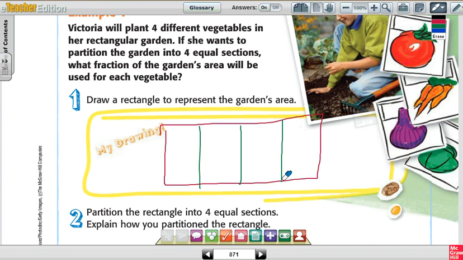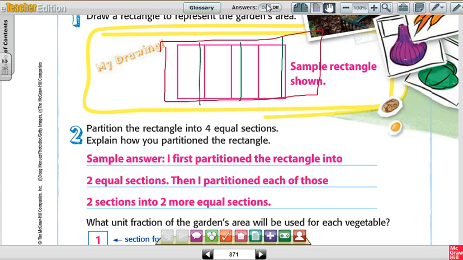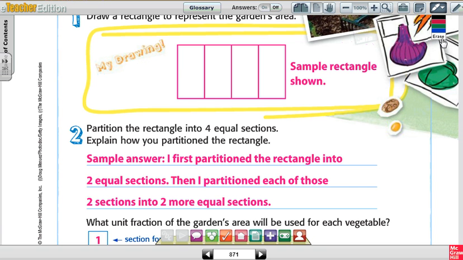So then it says, what fraction of the garden area will be used for each vegetable? Draw a rectangle to represent the garden's area. So here's a rectangle with 4 sections. Partition the rectangle into 4 equal sections. That's what we did. Explain how you partition the rectangle. Here's my rectangle with 4 sections. I first partitioned the rectangle into 2 equal sections, and then I partitioned each section into 2 more equal sections.